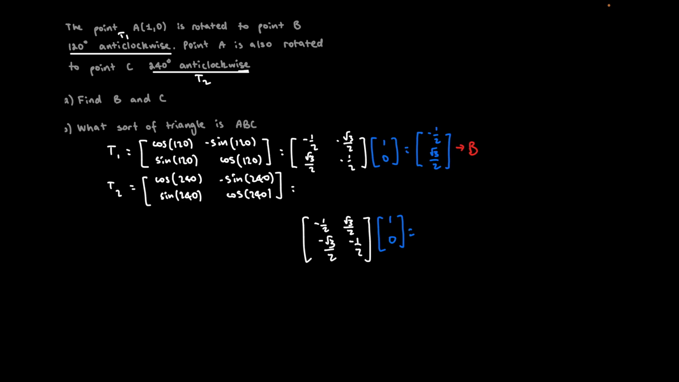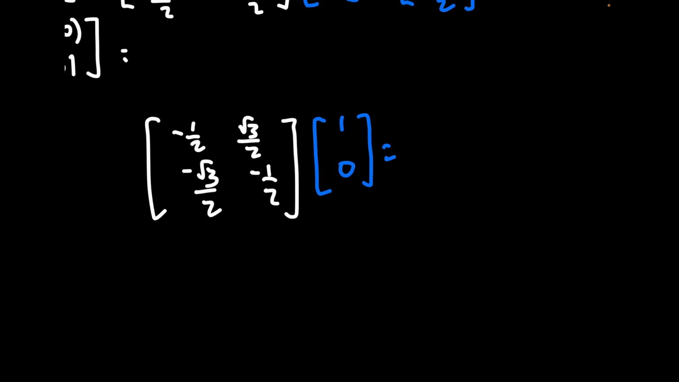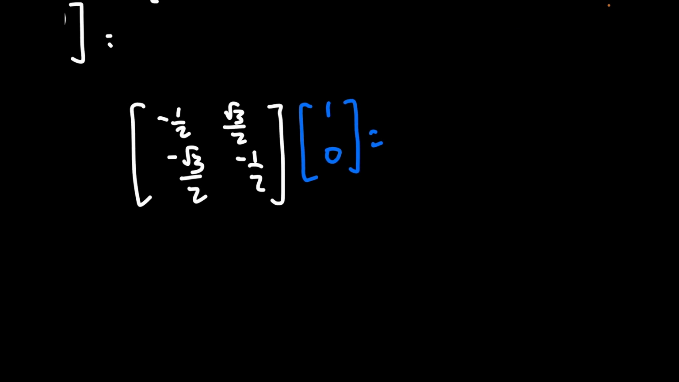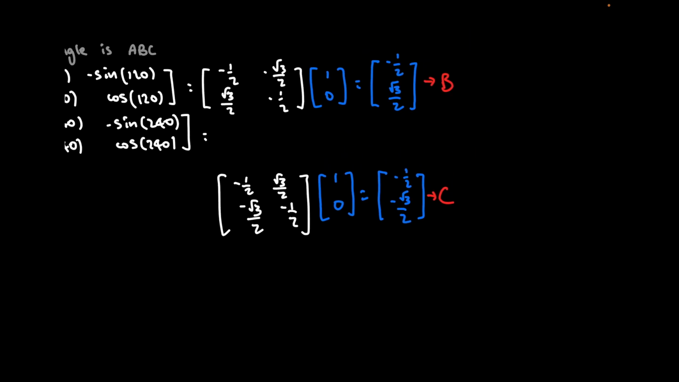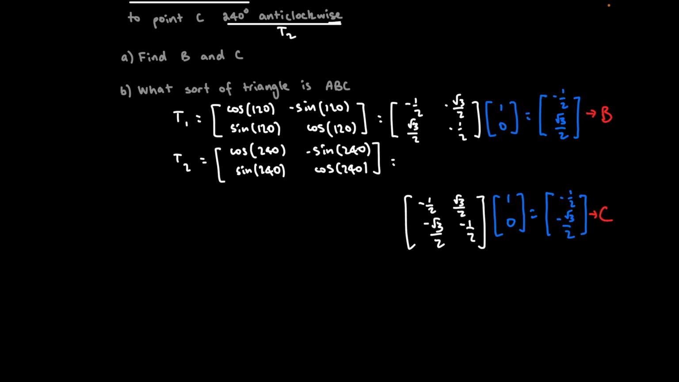Then to work out the coordinates of C, we do the exact same thing. Multiply this matrix by (1, 0). What we get is minus a half and minus root 3 on 2. So this is the coordinate of C. That's how we can work it out using these two matrices. What sort of triangle is ABC?